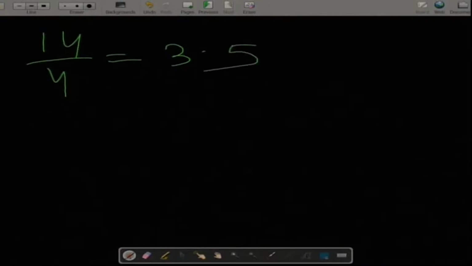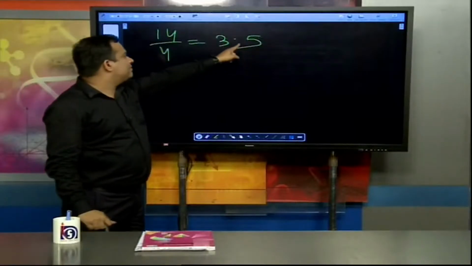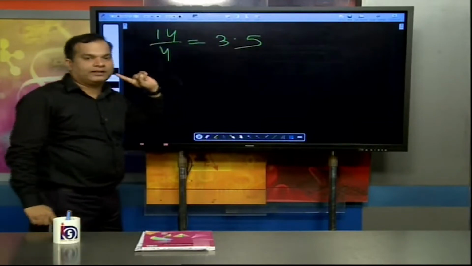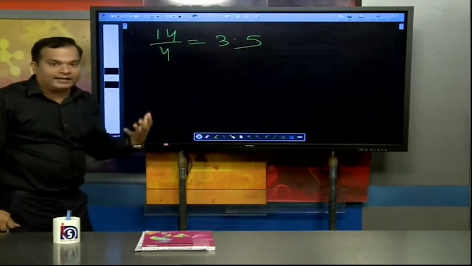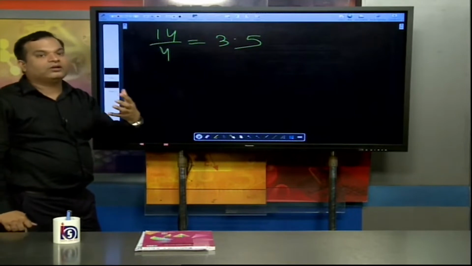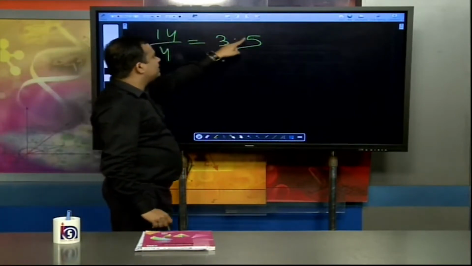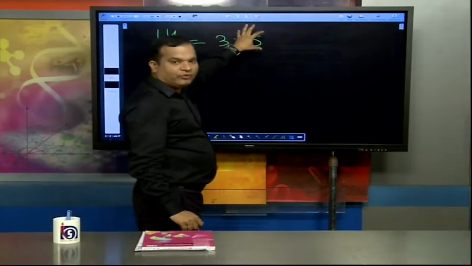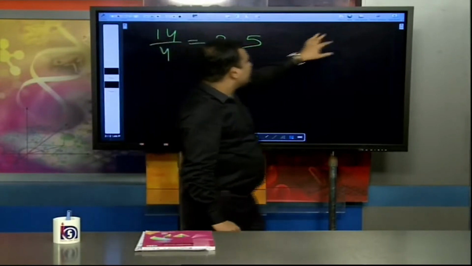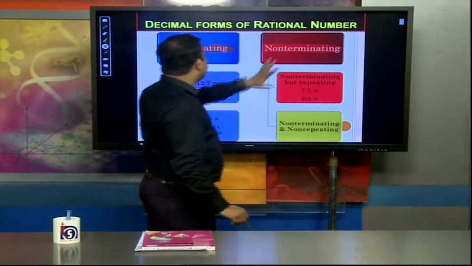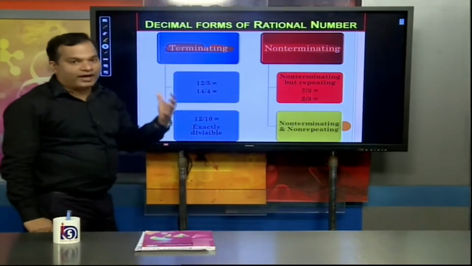3.5. That means after the decimal point, we have got the exact value. Sometimes you will not get it. That is known as non-terminating. Terminating means, very simply, after the decimal point you will find the exact value. But in some non-terminating cases you will not find it.